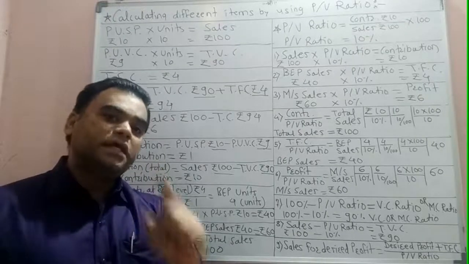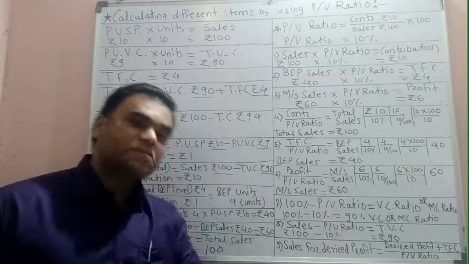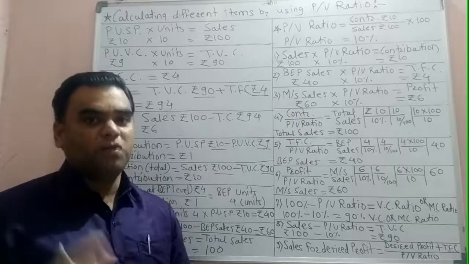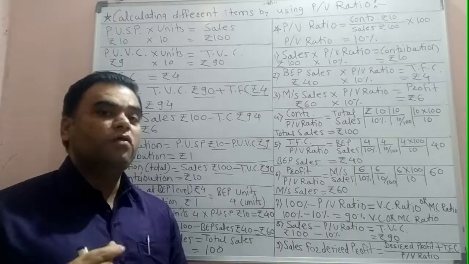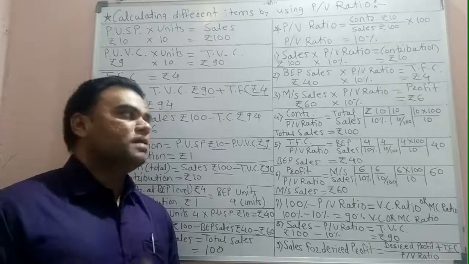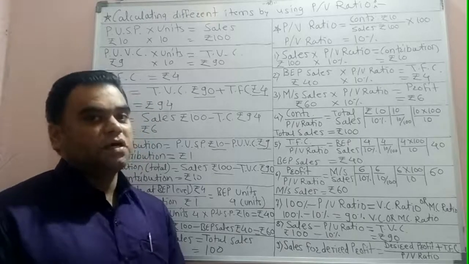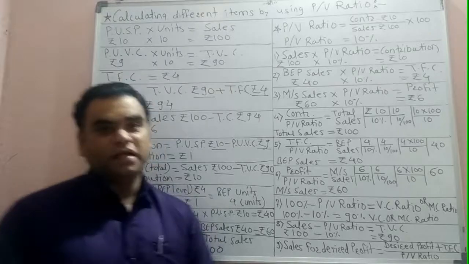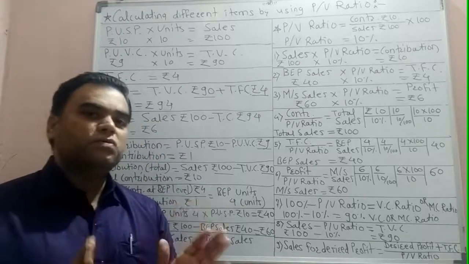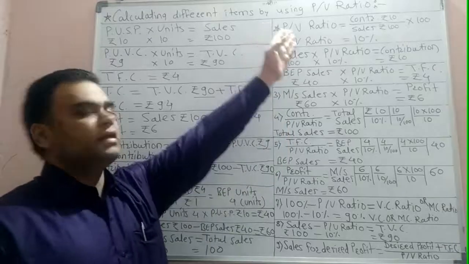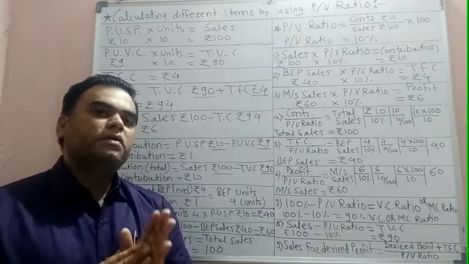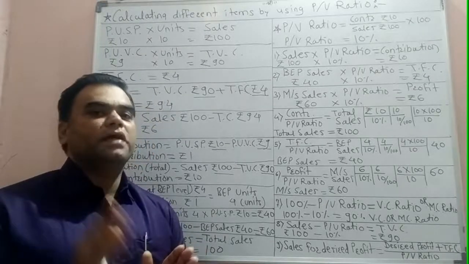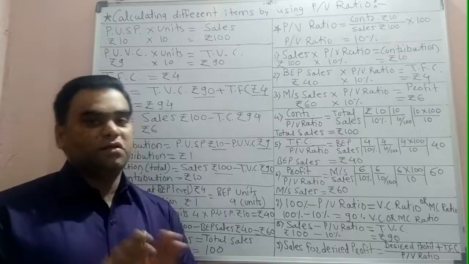As we know, in marginal costing technique problems, we are asked to find out the missing items. While finding out those missing items, students get confused about how to calculate them. So if you are confused, just do one thing. First, calculate the PV ratio, and if you know the PV ratio, then you can calculate near about 90% items of marginal costing technique.